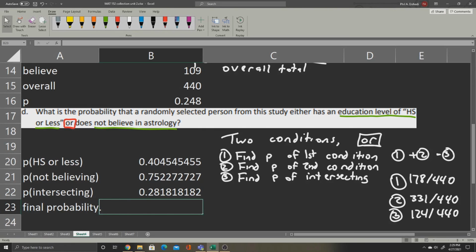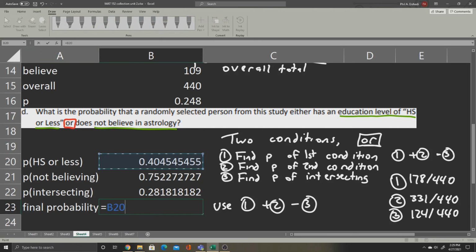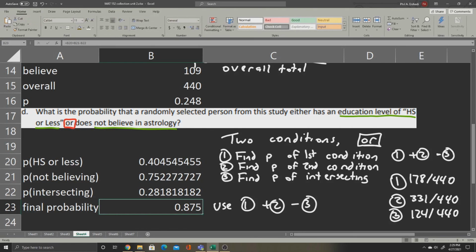So to get our final answer, once again, we will use answer 1 plus answer 2 minus answer 3. So we'll say equals the first answer, plus sign, second answer, subtract the third answer. When we press enter, we get a final probability of 0.875. This will tell us the probability of having either the first condition or the second condition. Paint this gold because that will be our final answer to part D.